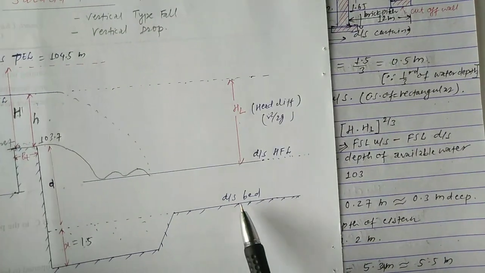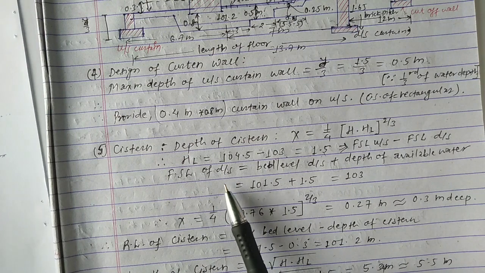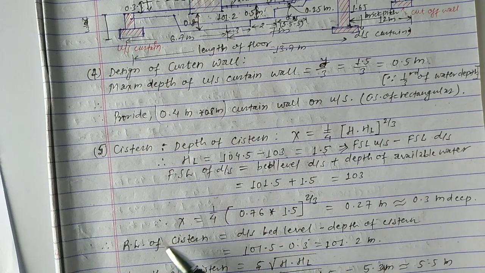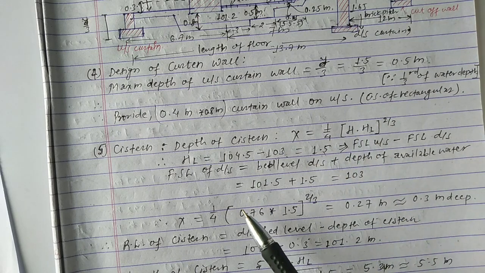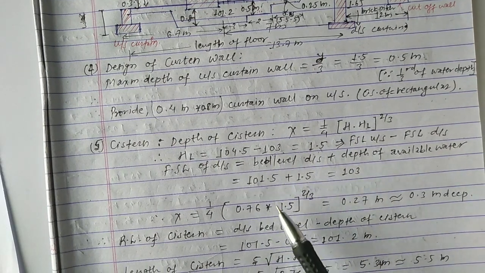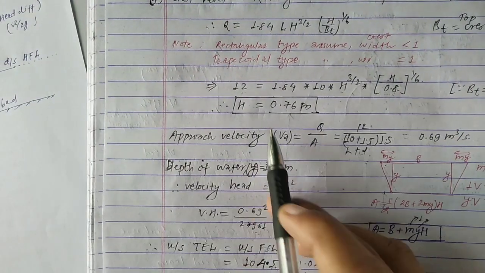After adding the bed level of downstream with this value, simply we get the full supply level of downstream, and this value becomes 103. Now we have to calculate the value of x. X can be calculated by 1/4 times of h into HL. So the value of h becomes 0.76, and the value of HL that we calculated is 1.5. So we just keep this value. After that we get the value of x equal to 0.27, nearly equal to 0.3 meter, and the value of h you can see here equals 0.76.